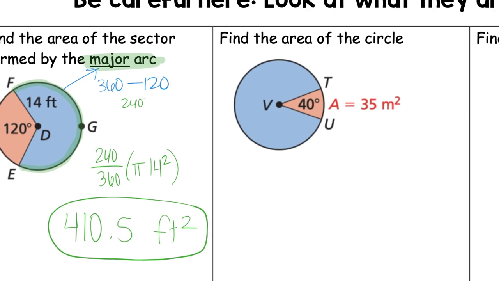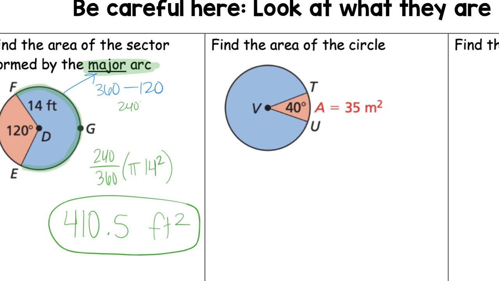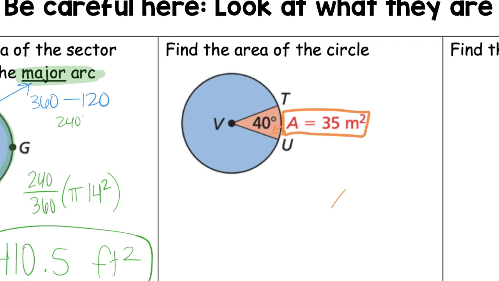Okay, the next one, it says find the area of the circle. This one's a little different. So in this picture, they're giving you an area here, and that area represents the sector area. And what they're asking you is, okay, find the area of the whole entire circle. So there's a couple ways to go about doing this, but here's how I like to think of it. That 35 square meters, that represents only 40 degrees of the circle, right? So if I split these up into a bunch of 40-degree sections here, each of them would be 35 square meters when we're talking about area.